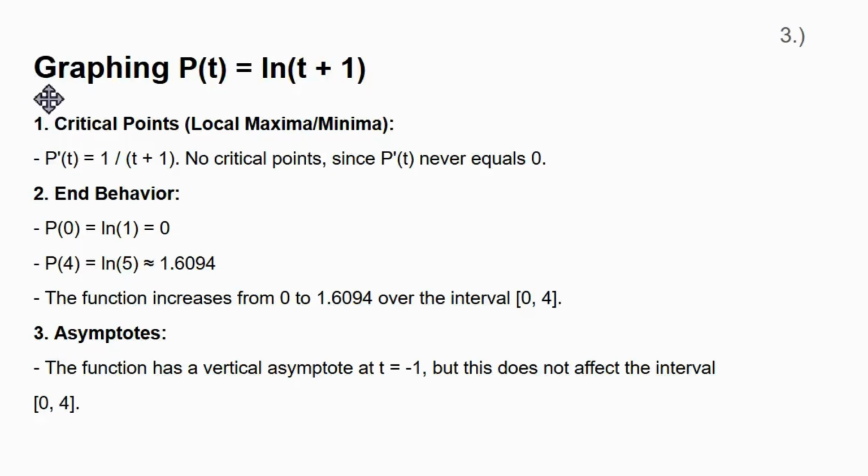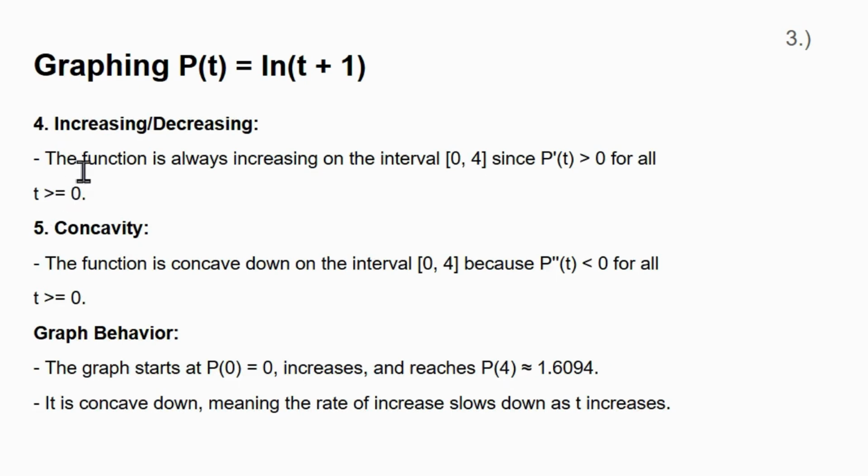These are all the key features we need to graph the function. So first, there are no critical points since the first derivative never equals 0. And the end behavior, the function increases from 0 to 1.6094 over the interval. There is a vertical asymptote at t equals -1, but this does not affect the interval 0 to 4. The function is always increasing on the interval.